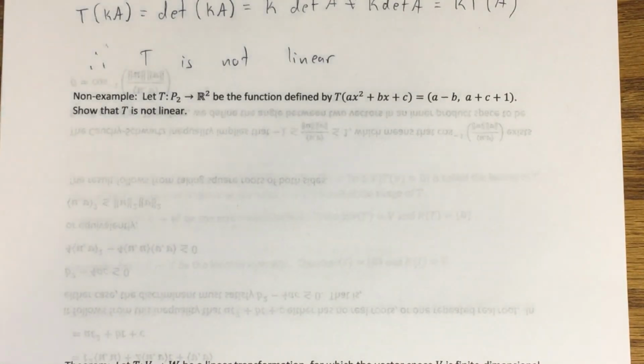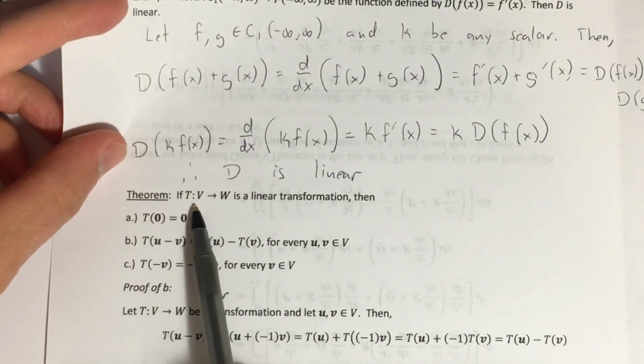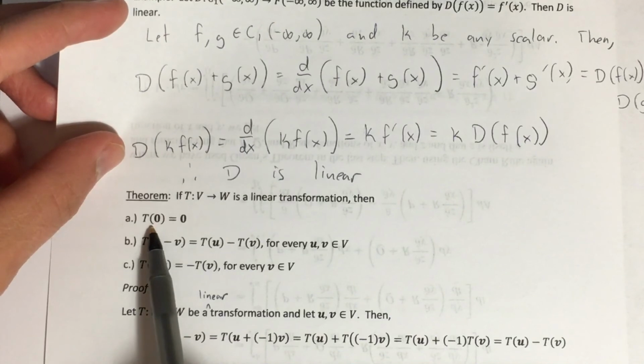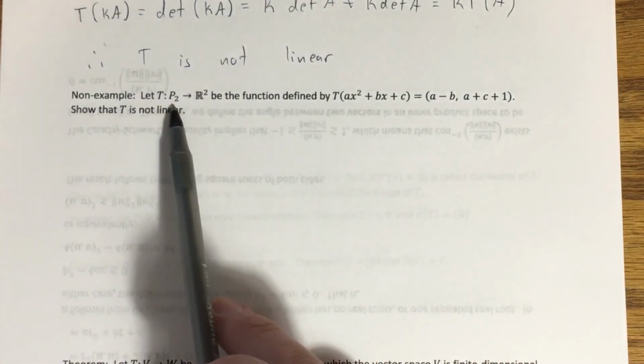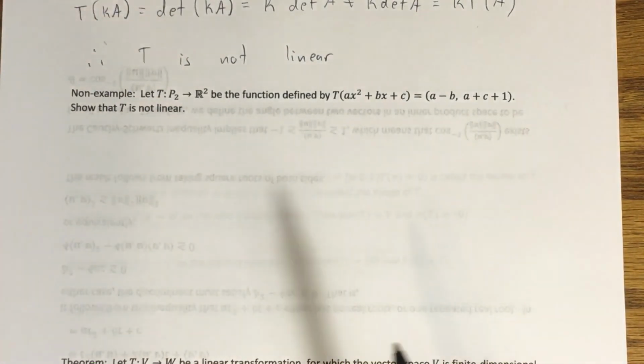Now, I can approach this in a similar way. I can try to show that additivity or homogeneity fail. But a better way to do this is to use that theorem that we just talked about over here. If T is linear, then these have to be true. And what's going to matter in this case is that the 0 vector of P2 has to be mapped to the 0 vector of R2. So if T is linear, that has to happen.